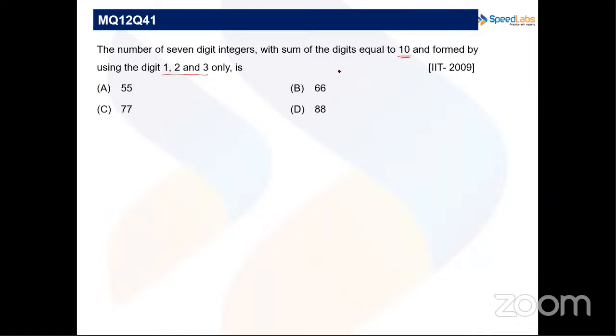So how we are going to do this is the number of 7-digit integers with sum of the digits equals to 10 and they are formed by using the digits 1, 2, and 3. So we know the basic coefficients idea. Let's say one digit is formed by the powers that will give us value 1, 2, and 3. So the digit will be x to the power 1, x to the power 2, x to the power 3. We are having 7-digit integers, so all the 7 places we will be having this. And we have to find out the coefficient of x to the power 10.